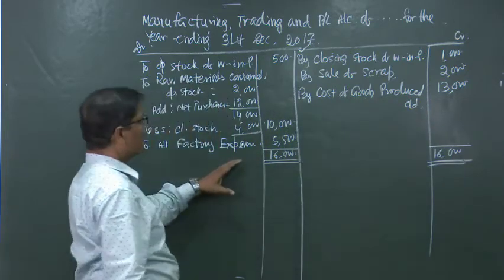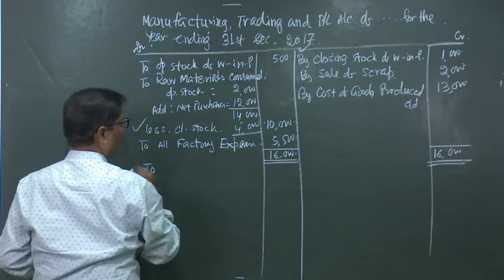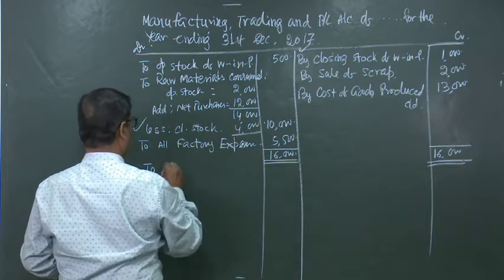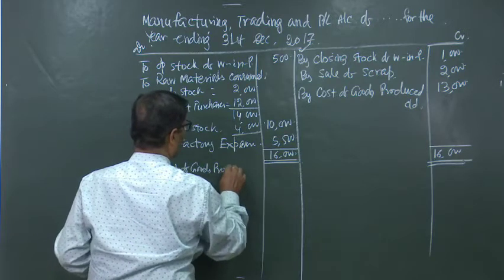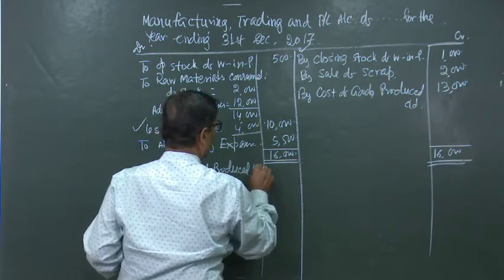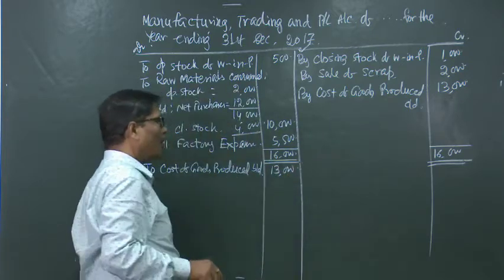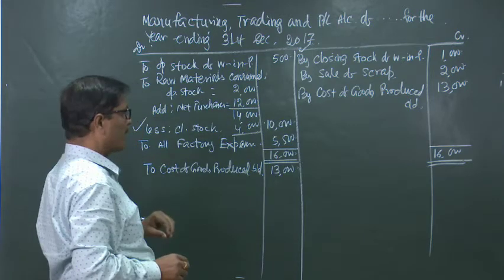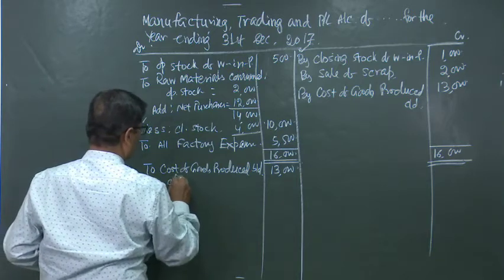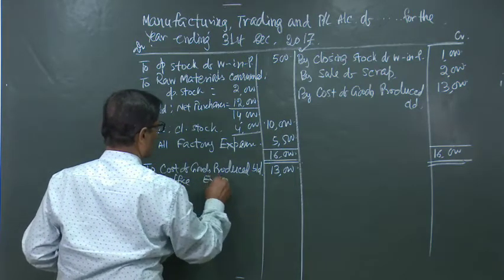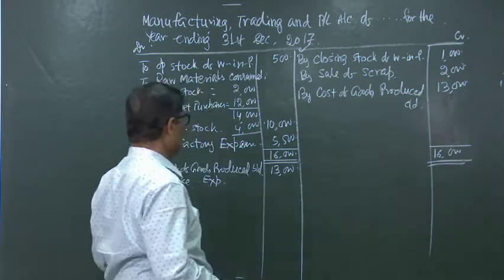So, from this we will be starting the trading account. So, that will be brought down here to cost of goods produced, brought down, 13,000. Then all the office overheads, your office and administrative overheads or office expenses, total office expenses including salary, rent, etc., everything taken together. Suppose this is 1,000.